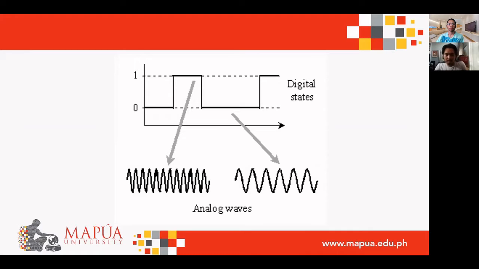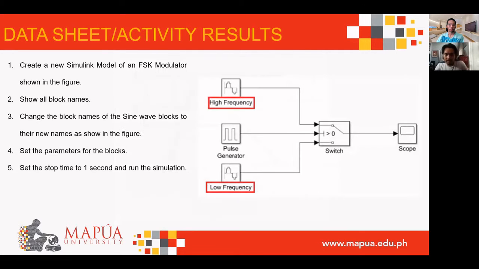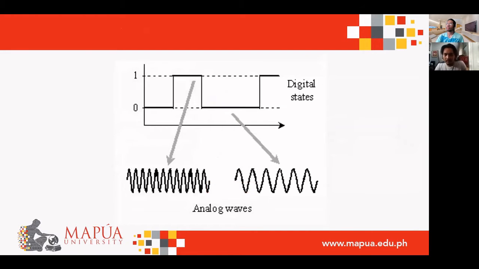In these figures, we can see the two binary states for the digital state, which are 0 and 1. And they are represented by an analog waveform. So the logic 0 is represented by a wave at a specific frequency, and logic 1 is represented by a wave at a different frequency.